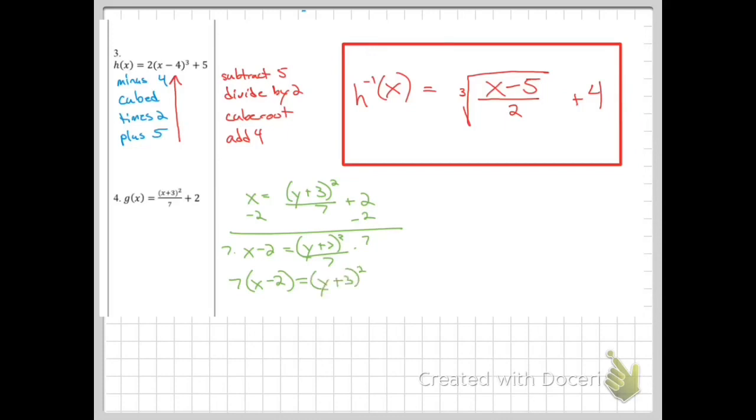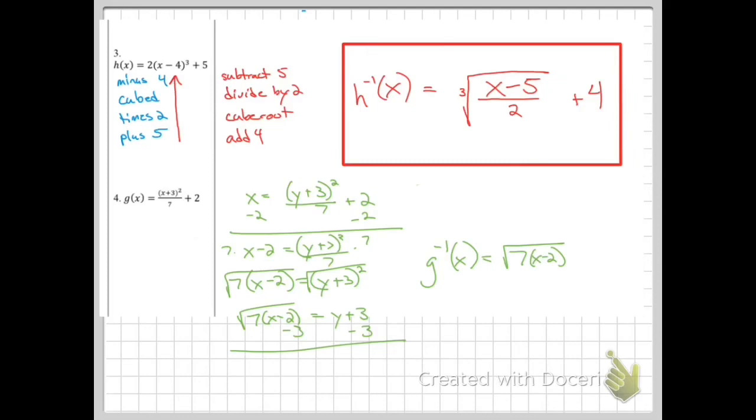The y plus 3 is stuck in a square, so the opposite of that is to square root both sides. That's not very neat. And then plus 3. So then I need to minus the 3 to get y alone. I'm going to write it over here, starting with my fancy notation. Don't forget the notation. I have square root of 7 times x minus 2, and you're welcome to distribute that 7, but why, right? And then I'm going to minus 3, but the root was already there, so your minus 3 needs to be outside of the root.